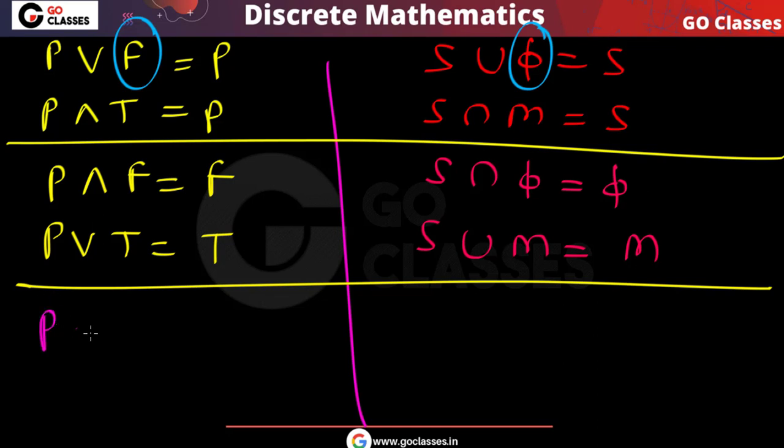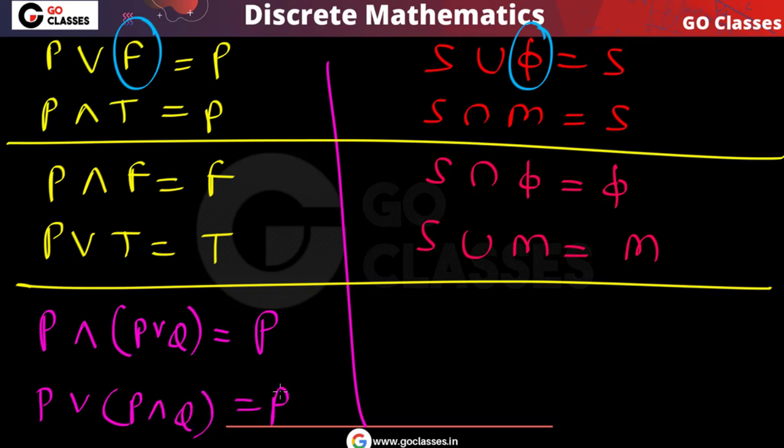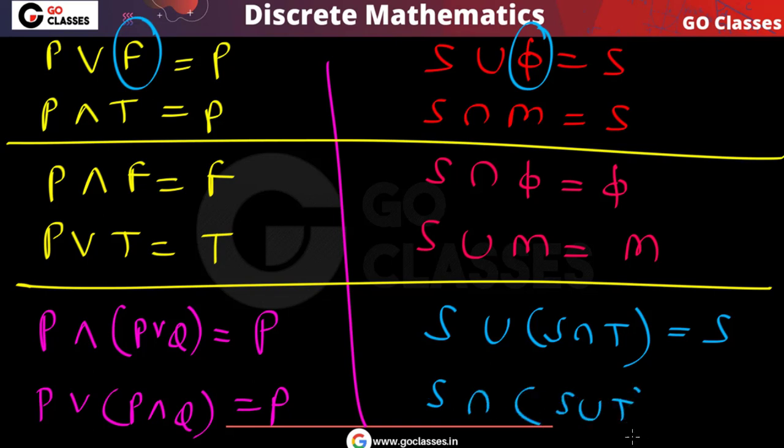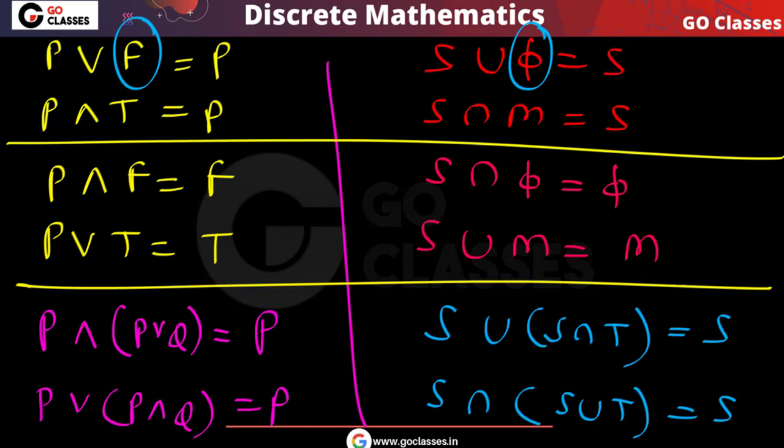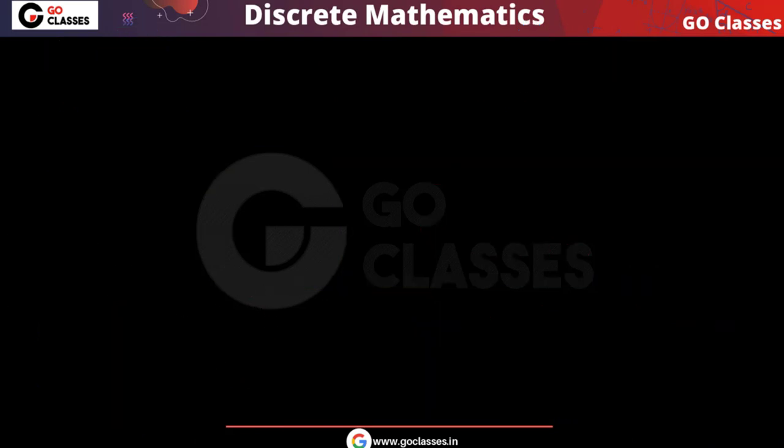For example, in propositional logic, P and (P or Q) is basically P. Similarly, P or (P and Q) is also P. This is the absorption law in mathematical logic. A similar rule we also have in set theory: S union (S intersection T) is S, and similarly S intersection (S union T) is also S. So we have this absorption law in both mathematical logic and set theory. This is the similarity between mathematical logic and set theory.